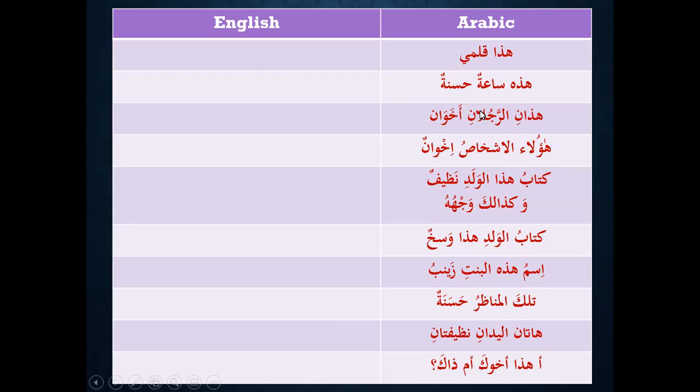Hadani rajul, these two men. Now this is murakkab ishari. Hadani ar-rajulani, these two men. Now you have al, and it is coming after hadani. That's the perfect way. Hadani rajulani akhawan, these two men are two brothers. Haulai al-ashkhasu, these men. Ashkhas, shakhs, person. All of these persons are ikhwanun, are brothers. So again, murakkab ishari, because of al on it.